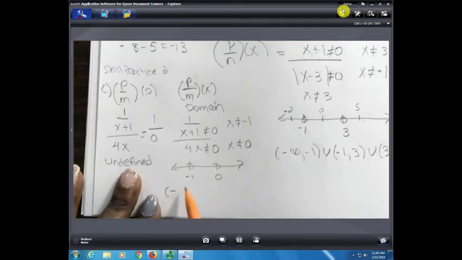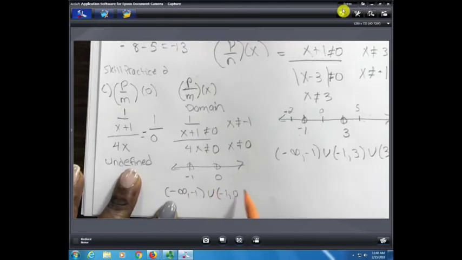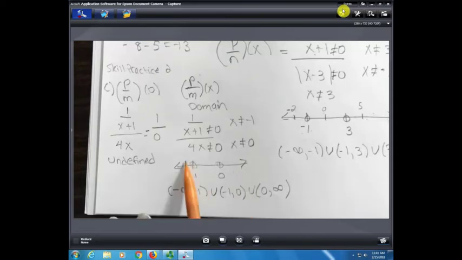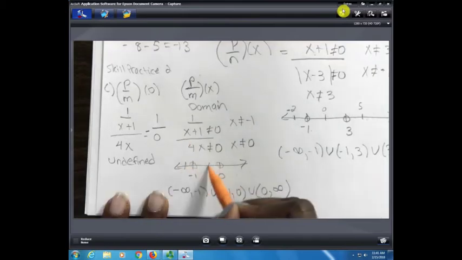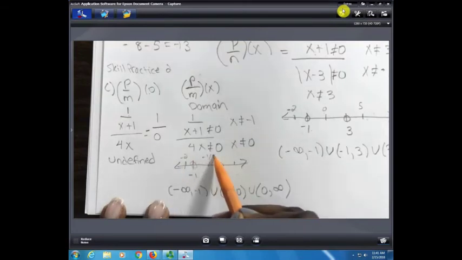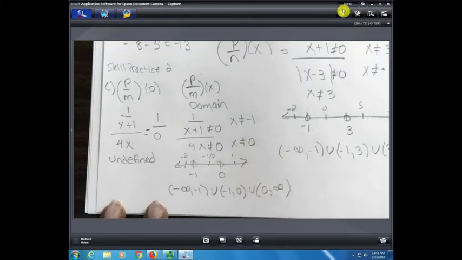So I can have numbers less than negative 1, numbers in between negative 1 and 0, and numbers greater than 0. So this will be my domain for C. Everything except negative 1 and 0. You also want to pay attention, see how this is kind of breaking it up into 3 separate parts. So you'd be testing 3 separate intervals. So like a negative 2, negative 1/2, or negative 0.5, and maybe positive 1 here.